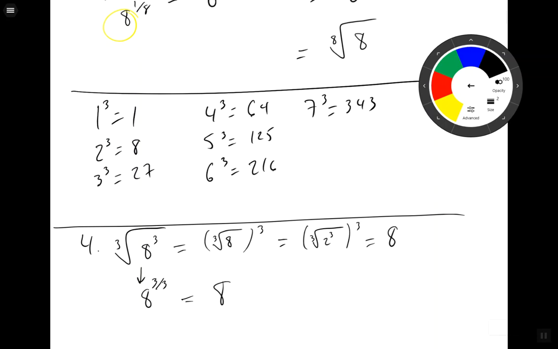Because if it's a perfect cube, you can make it get smaller before you make it bigger. Right? That is so much better. Yeah? Okay.